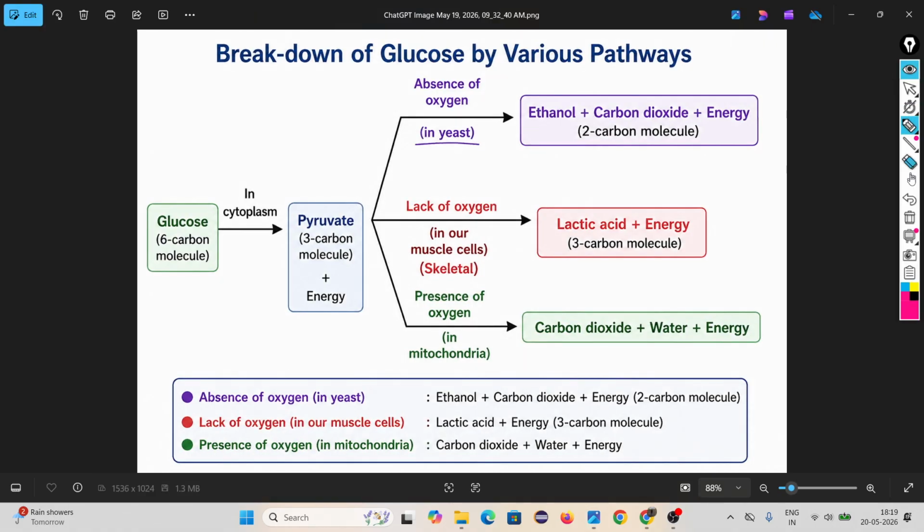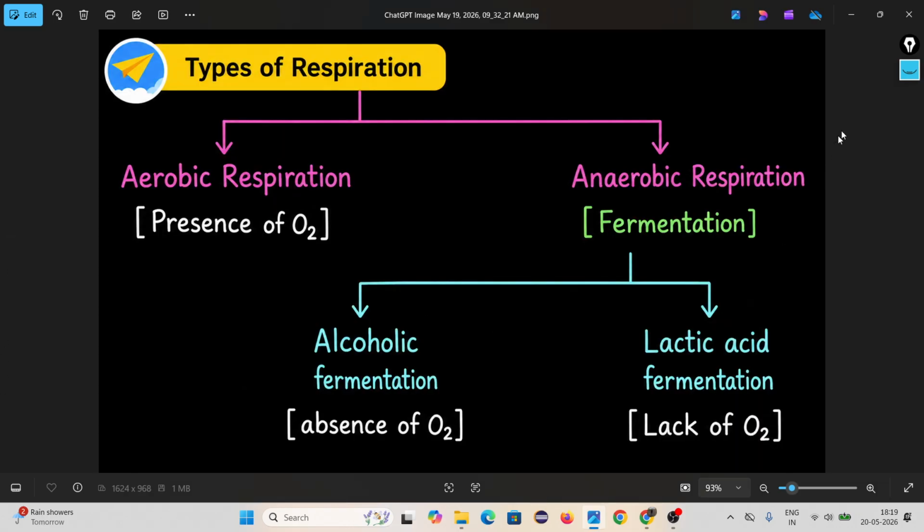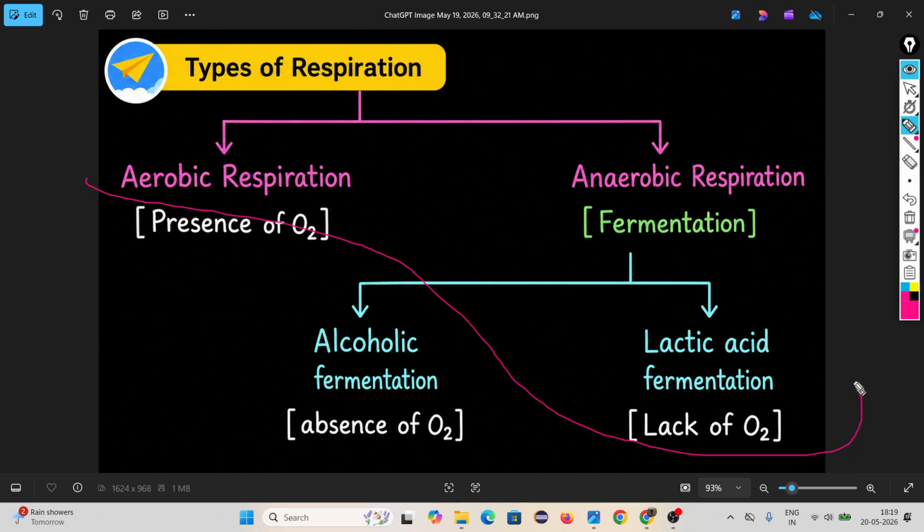Then we understand how aerobic and anaerobic respiration happen inside our body. Only these two types of respiration happen inside the human body.